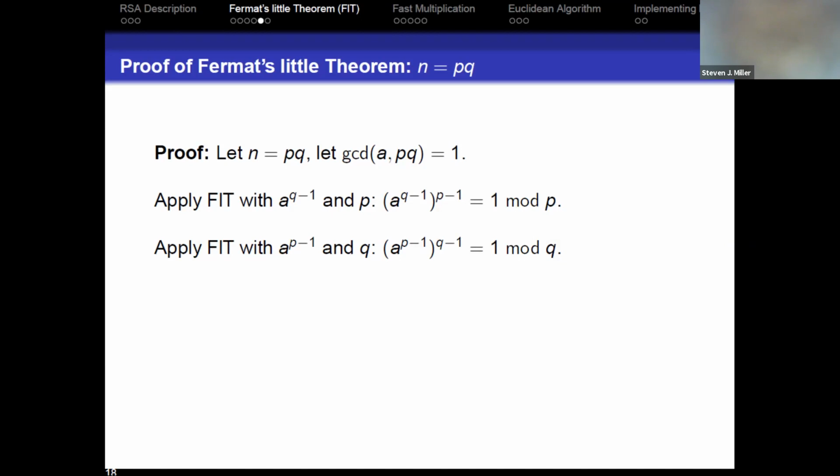Now I'll apply Fermat's little theorem again to A to the P minus 1 and the prime Q. And I'll get A to the P minus 1 times Q minus 1 is equal to 1 mod Q. Well, these numbers are the same. When you have exponents, it doesn't matter which order you multiply in. So in both of them, I get A to the quantity I want, P minus 1 times Q minus 1. The first one tells me it's 1 mod P. The second one tells me it's 1 mod Q. So if it has remainder 1 when you divide by P, and it has remainder 1 when you divide by Q, what's its remainder when you divide by PQ?